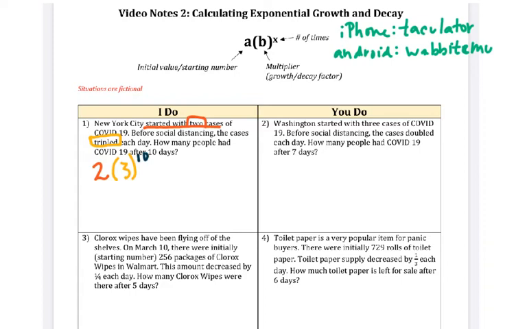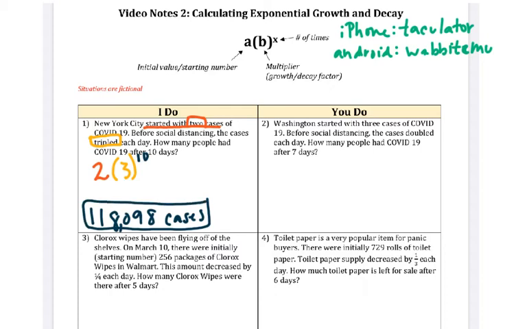Okay, so I'm going to go to my calculator and write 2 parentheses 3 raised to the 10th. And I'm going to get the number 118098. Holy moly, that's a lot of people. So if they didn't socially distance, and this COVID-19 was tripling every day, we would end up with 118,098 cases of COVID-19 in New York City, which would be a lot, okay?